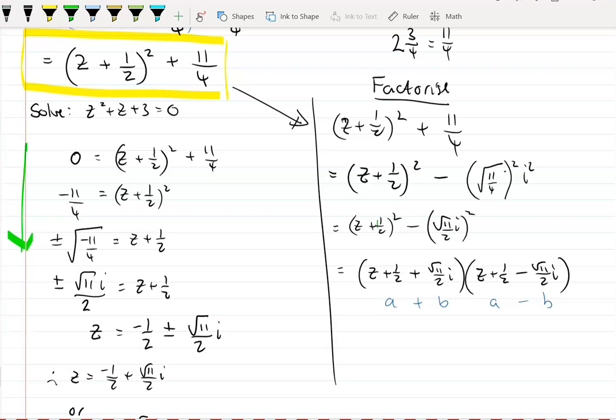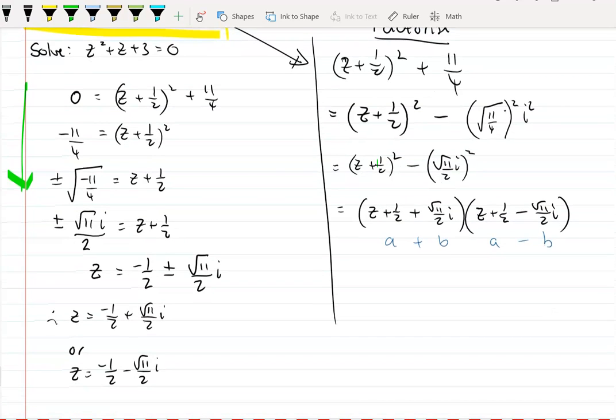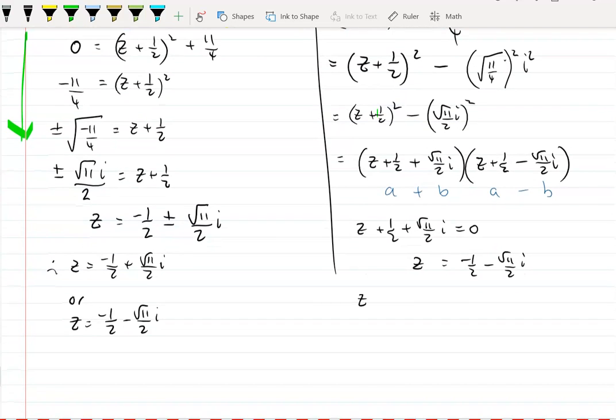And they're my factors. Okay, and so again, if you want to use the null factor law, we can say the null factor law is z plus a half plus root 11 on 2i equals 0. And so we can rearrange to get z by itself, move everything to the other side: minus a half minus root 11 on 2i. And then z plus a half minus root 11 on 2i equals 0. So again, move everything to the other side. So it becomes minus a half plus root 11 on 2i. And we get our factors.